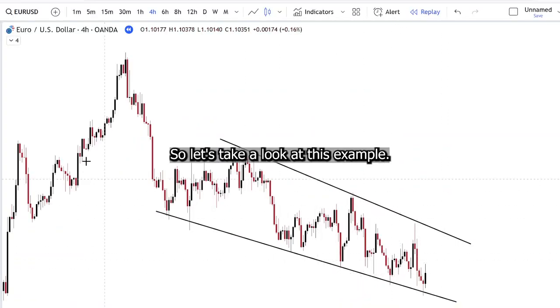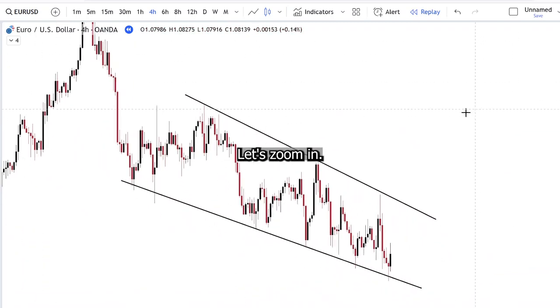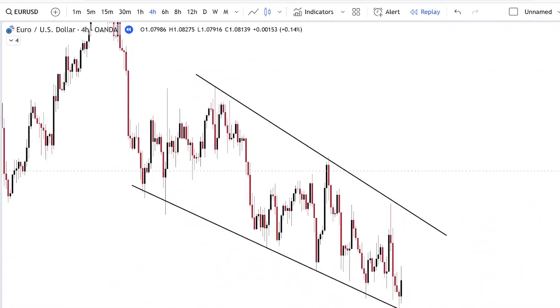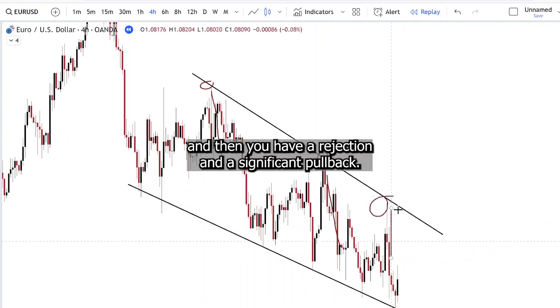So let's take a look at this example. As you can see here, you have your 3 taps. Let's zoom in. As you can see here, you have your 3 taps where you have a rejection and a pullback. You have a rejection and a significant pullback. And then you have a rejection and a significant pullback.